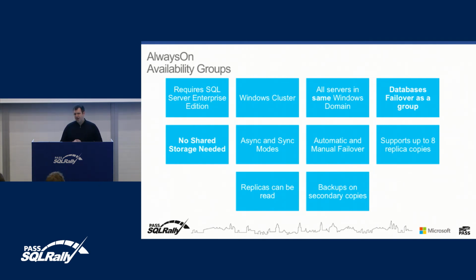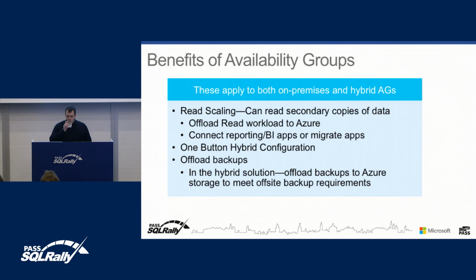Replicas can be read. And we can take backups in the secondary copies. I think this is a pretty neat solution if you're using Azure, because potentially, if you're using a hybrid model, you back up in the cloud to the cloud, and you back up on-prem to on-prem, so you always have backups local. So these benefits apply to both hybrid and really on-prem availability groups.